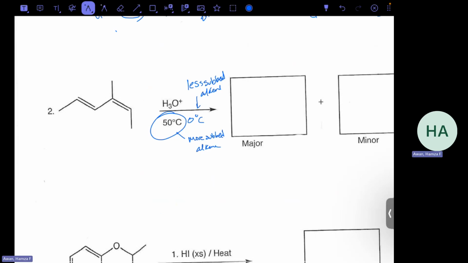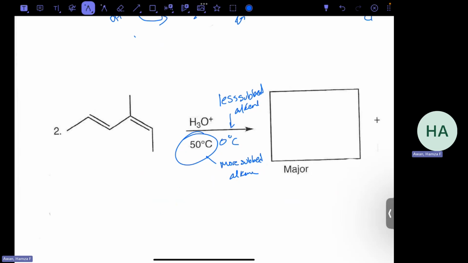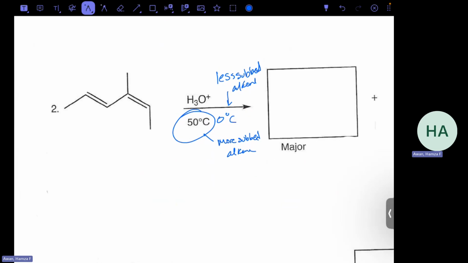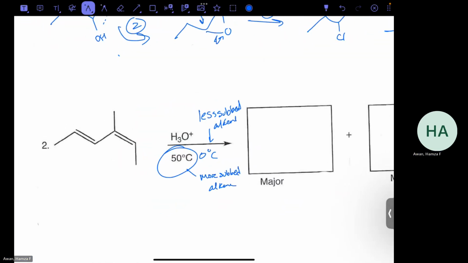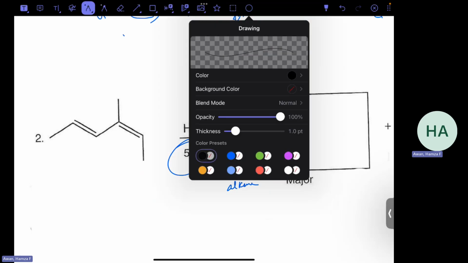Okay, and so putting it into practice here. This H3O is going to protonate one of these double bonds, right? And we have to figure out which one is going to protonate. So that's our first step, and then we have to figure out the major and minor contributors, right? So our first step is to decide which one it protonates. We have 4 spots that it can protonate at, right? Let's call each of these spots a different name.